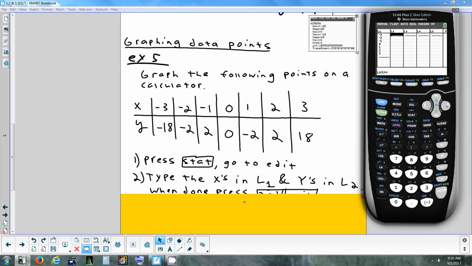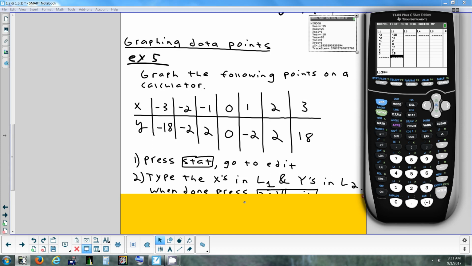Then I'm going to press the right arrow. That's going to get me over to L2. And I'm going to type all my L2 values. -18, -2, 2, 0, -2, 2, 18. Okay, so I've put in all my ordered pairs that I want to graph. Any questions on that?